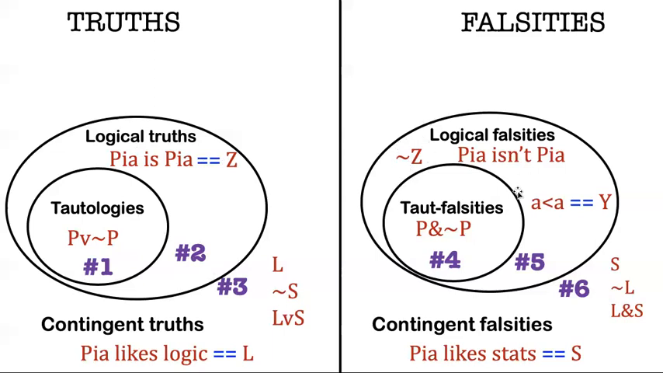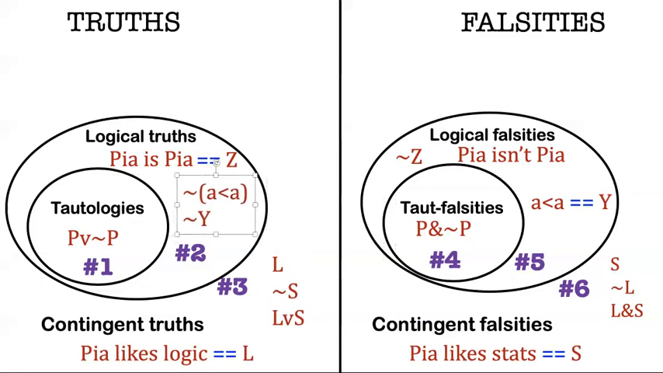Another good example that I like for a logical falsehood is A is less than A. We know that's necessarily false. So if we negate it, I'm just going to do this on the fly because I want this slide to be better. If we negate Y, then that would be a logical truth, even though it's not a tautology.